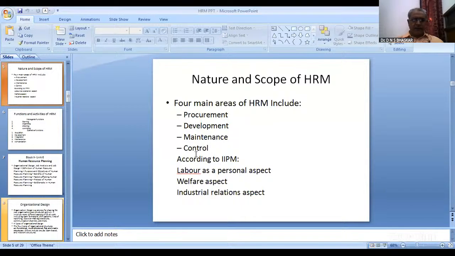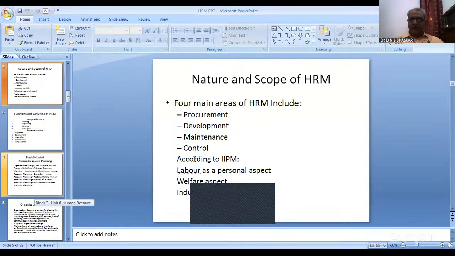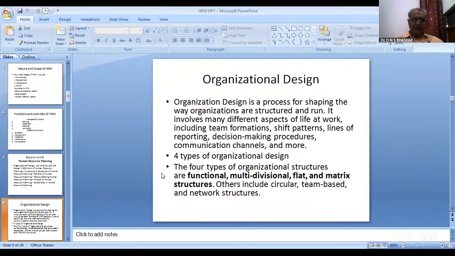And already the organizational design concept we also discussed in the previous class. Organizational design is the process of shaping the organization and its structure, and it runs across many different aspects like life at work, including team formations, various decision-making procedures, and communication channels like upward communication and downward communication processes and so on. All these aspects put together come under organizational design.